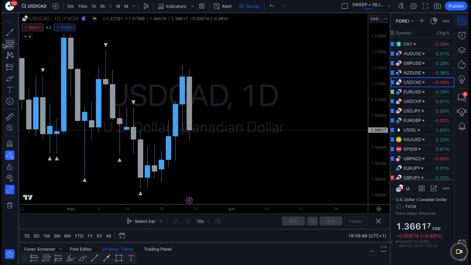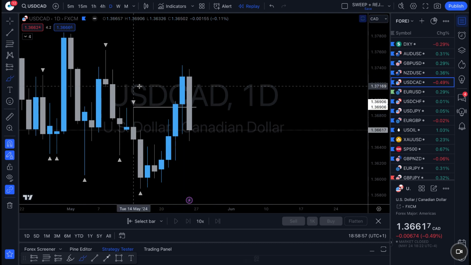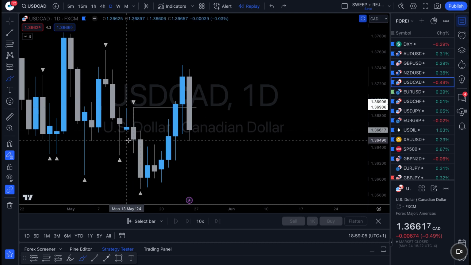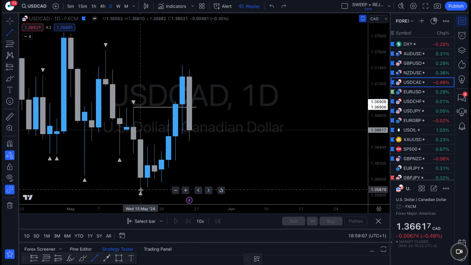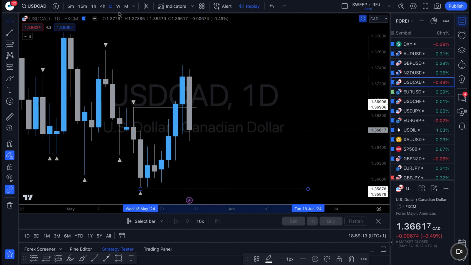So this is USD CAD. We have a high probability setup here, okay? This is our most recent high on the daily here. This is our most recent fractal high here. Mark that on our chart. Coming in at 1.36900, okay? Range lows are coming in down here, 1.35900. That's range lows.